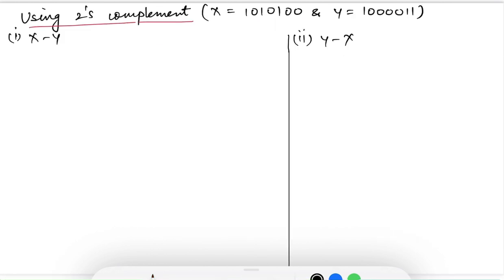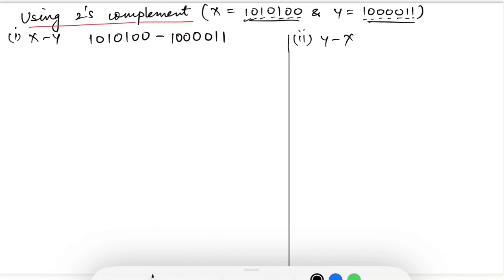Now coming to the 2's complement method. 2's complement for subtracting two binary numbers. Okay, now here two binary numbers are given, x minus y and y minus x. Fine. So first check whether both the numbers have the same number of digits. 1 2 3 4 5 6 7. 1 2 3 4 5 6 7. Okay, so both numbers have 7 bits, so we need not pad any zero.